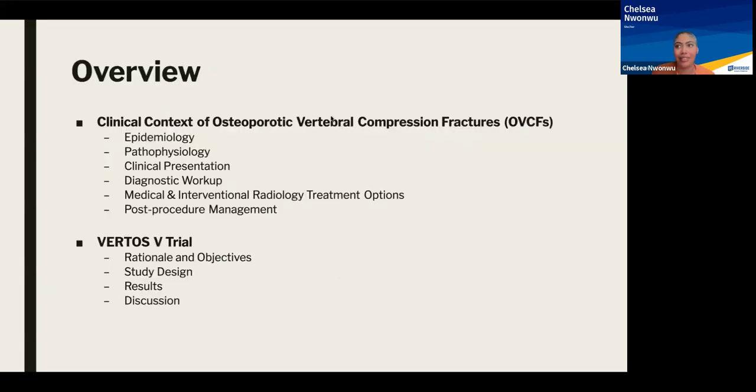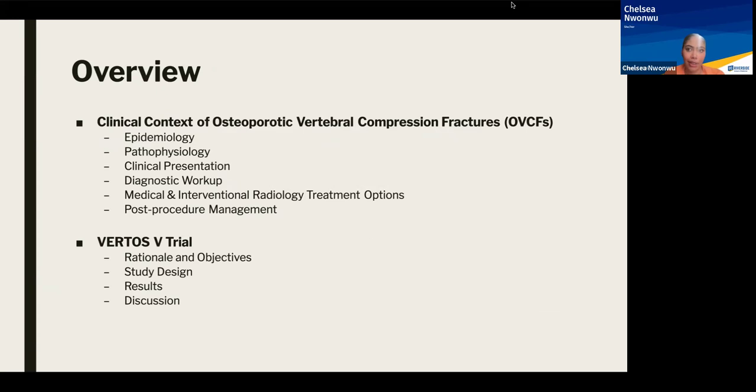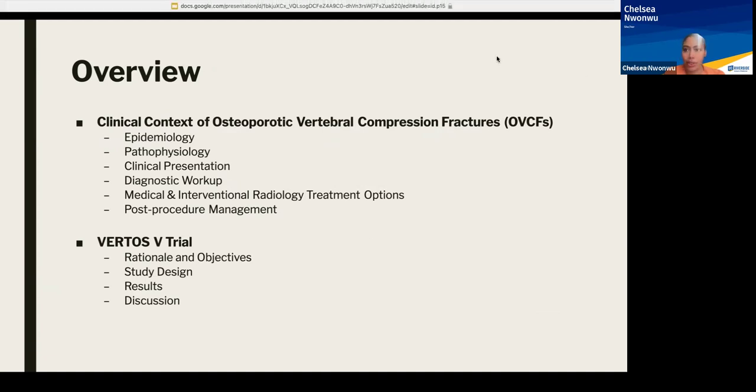So next slide. Okay, so overview, we're going to do the clinical context of osteoporotic vertebral compression fractures. So we're going to start with epidemiology, pathophysiology, clinical presentation, diagnostic workup, medical and interventional radiology treatment options, and post-procedure management. Then we're going to go on to the journal, which is the VERTOS V trial, and talk about the rationale and objectives, study design, results, and discussion.